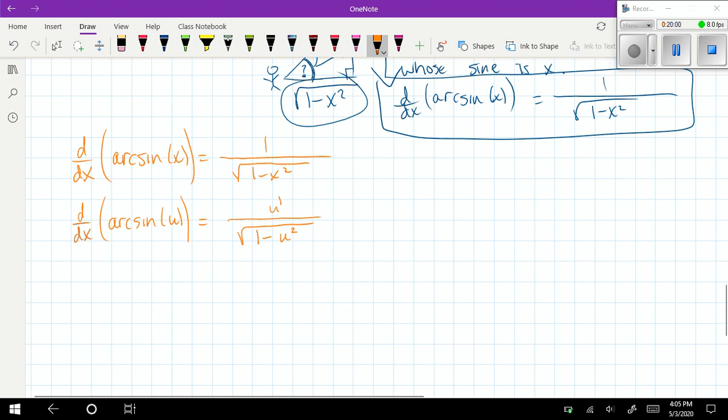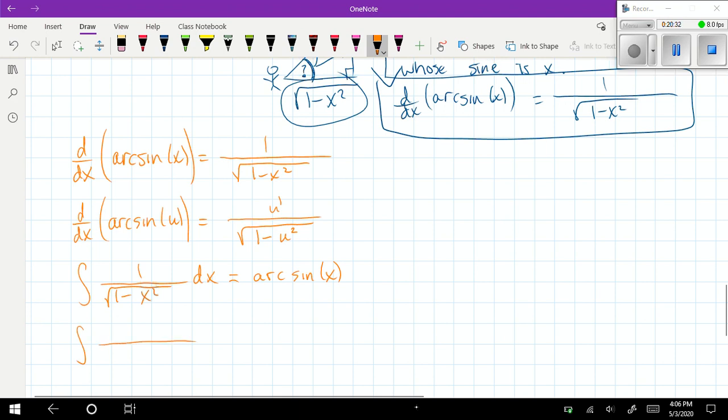Okay, let's back this up. What if I wanted to go backwards and I didn't want to take a derivative? If I know a formula for a derivative, I automatically know a formula for an integral going backwards. So if I wanted to integrate 1 over the square root of 1 minus x squared with respect to x, I should recognize that as being the answer of nothing more than arc sine of x. Done.